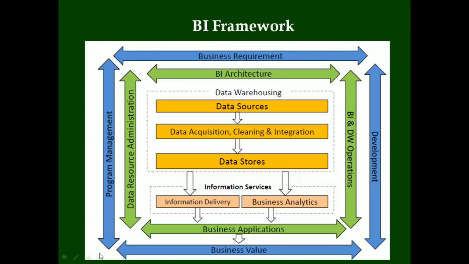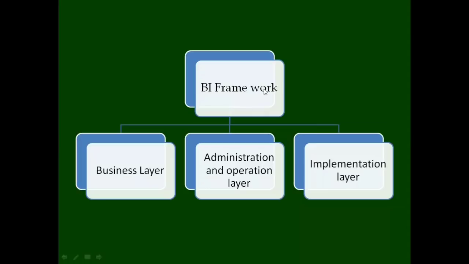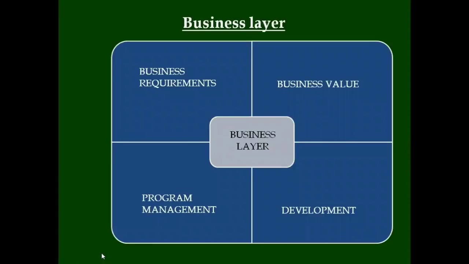As I have already discussed, the BI framework has three layers: the business layer, the administration and operation layer, and the implementation layer. We will discuss all these layers in detail. First of all, we will go with the business layer, and there are four parts for the business layer. The first one is business requirement, then business value, development, and program management.